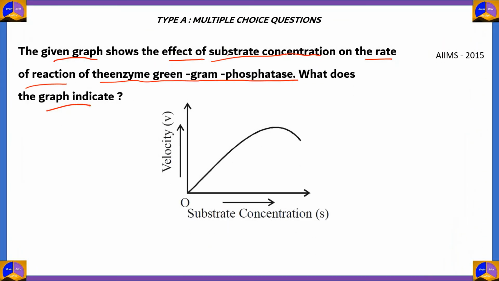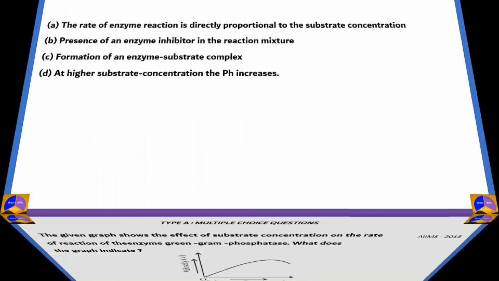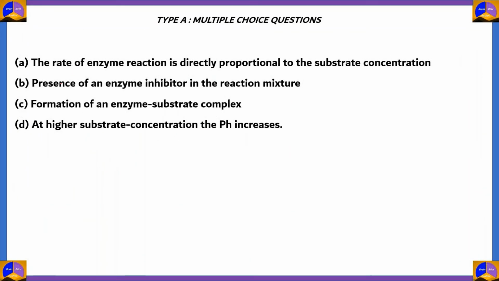So when we're looking at this question, one thing is to be clear. The question is specific to the given enzyme, green gram phosphatase, and the given graph. So when we look at our options, we find that the rate of enzyme reaction is directly proportional to the substrate concentration would be incorrect because this is a general observation among all graphs of the same kind as this one.